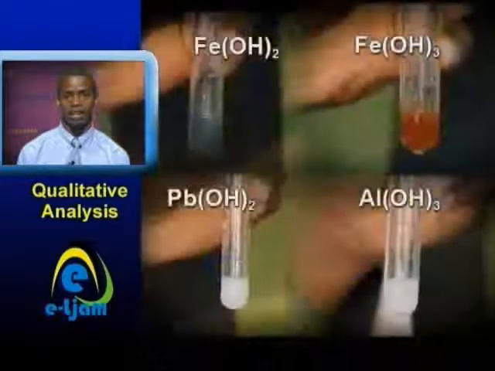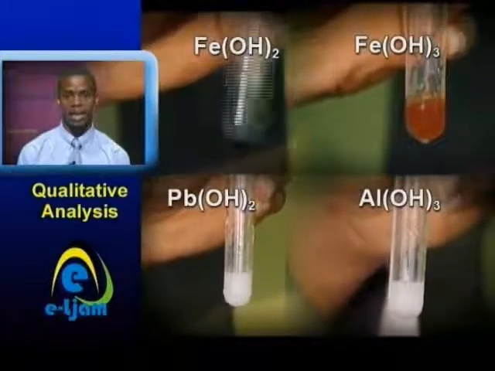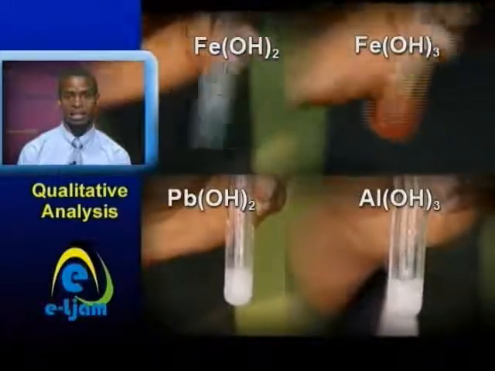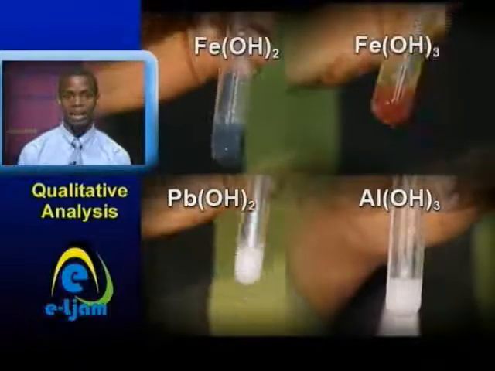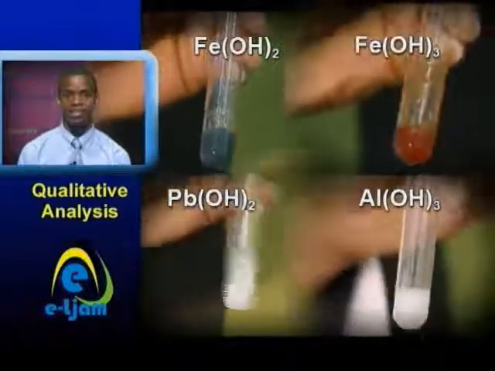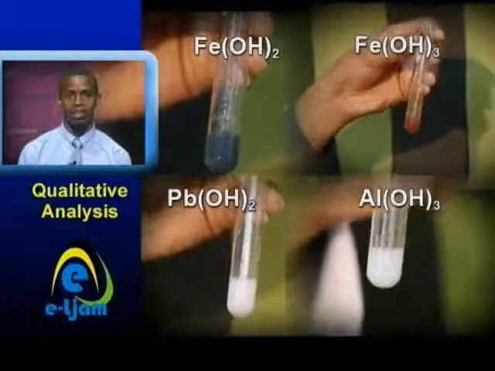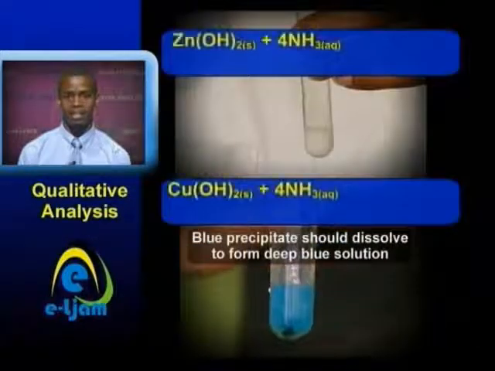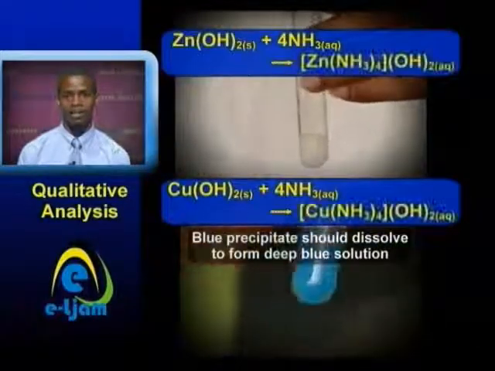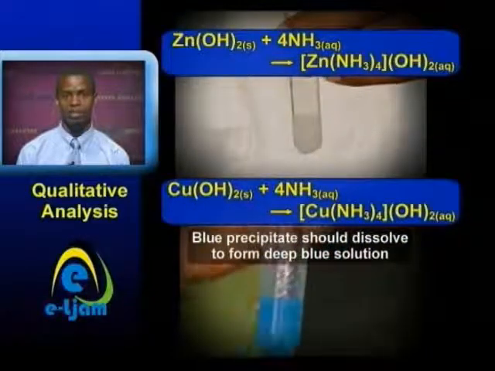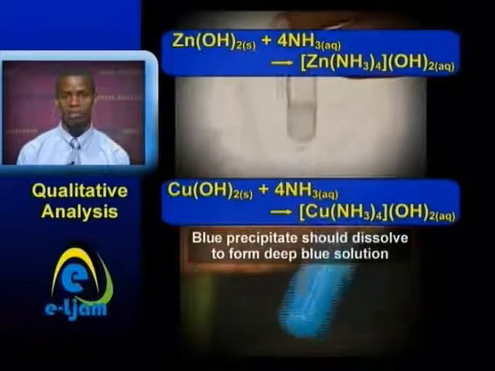The amphoteric hydroxides, aluminum hydroxide and lead hydroxides, and the basic hydroxides, iron 2 hydroxide and iron 3 hydroxide, do not react with excess ammonia solution. The precipitates remain. Zinc hydroxide and copper hydroxide react with excess ammonia solution, forming a colorless and a blue solution respectively.